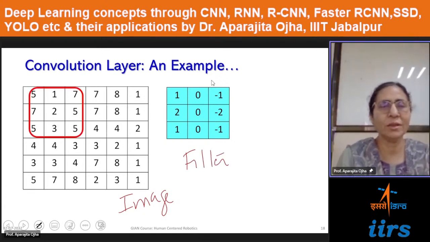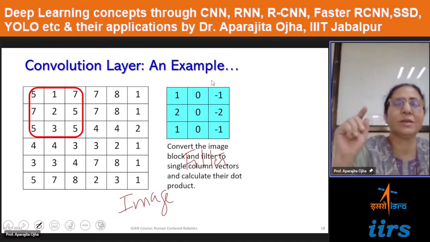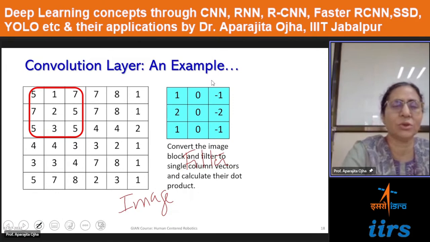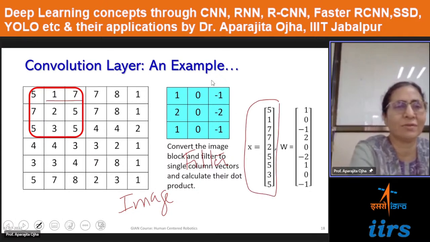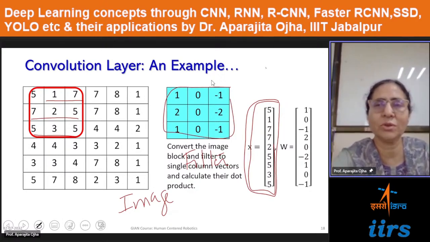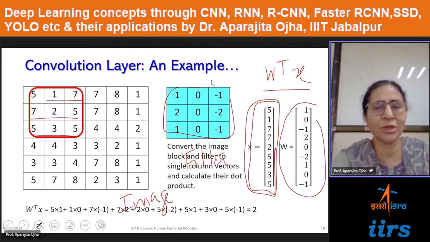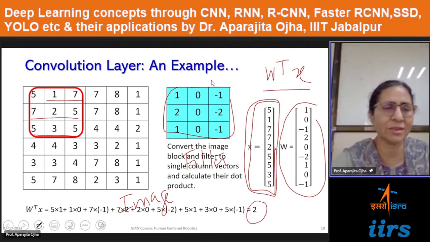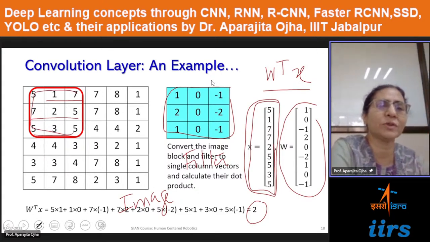Let me first take the dot product of this image block with this filter. I convert the image block and the filter into single column vectors, 517, 725, 535. So this becomes a single column vector, and we also have a single column vector for the filter, right? You take the dot product. How do we do that? W transpose X, because to multiply these you have to take the transpose. So W transpose X becomes 2. When I take the dot product of this, I get 2. That 2 is the output of the convolution operation on this part of the image.